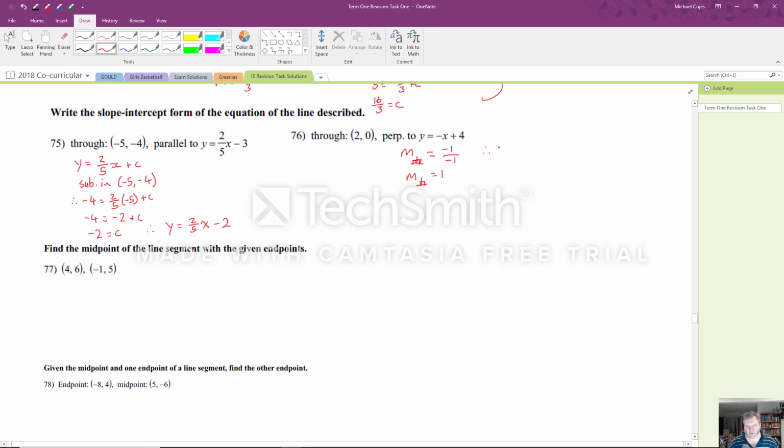Okay, I know that y equals 1x plus c. Sub in the value that we have been given, the point, when x equals 2, y equals 0. So I'm going to have 0 equals 2 plus c. -2 is equal to c. I've got my gradient. I've got my y-intercept. So y equals x minus 2 is what we're after there.